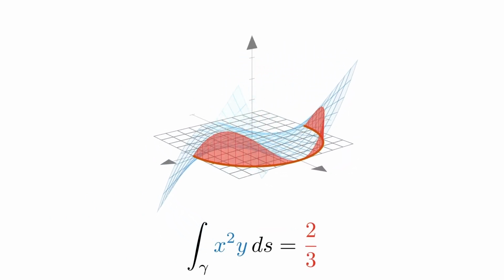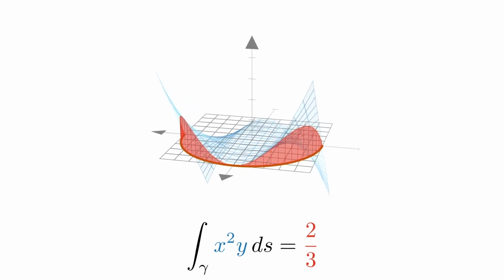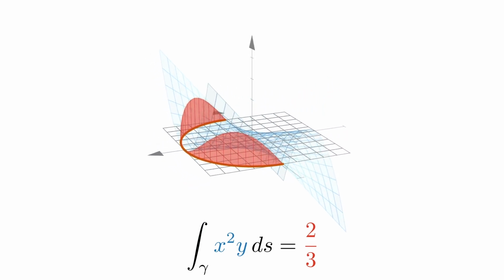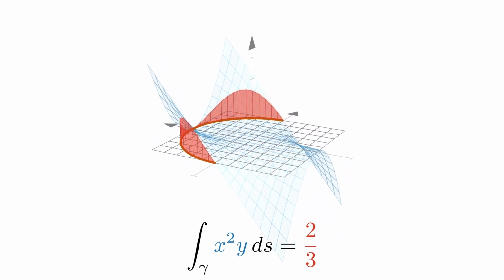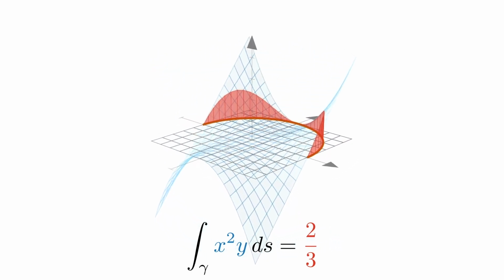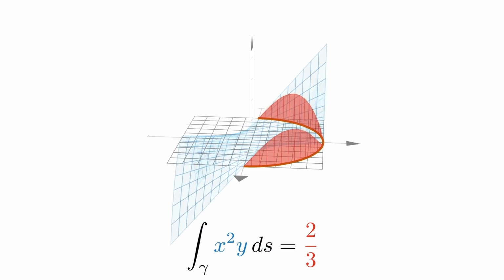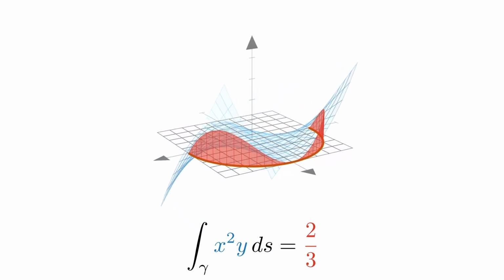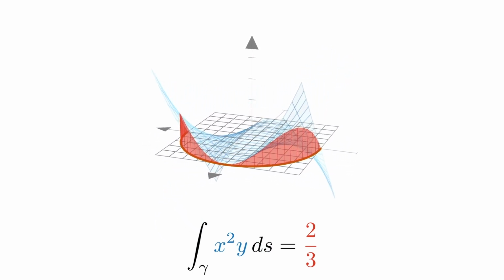What did we do? We chose a parametrization of the curve, computed gamma prime of t, computed f of gamma of t, substituted both into the line integral formula, and then evaluated a standard one-variable integral. That is the basic workflow for computing a scalar line integral in practice.